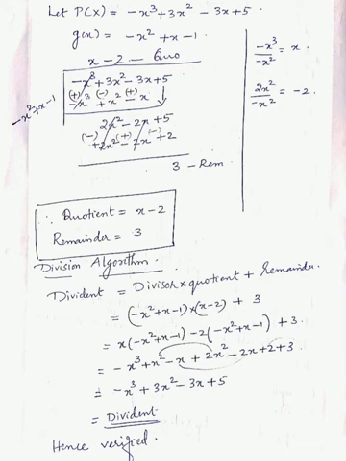So we will get the final answer as minus x cube plus 3x square minus 3x plus 5. That is same as our question's dividend, isn't it? So we will get the product of divisor into quotient plus remainder, we are getting the dividend. So verified.